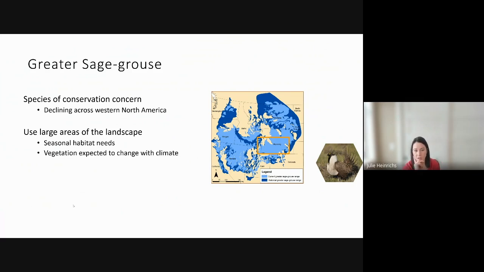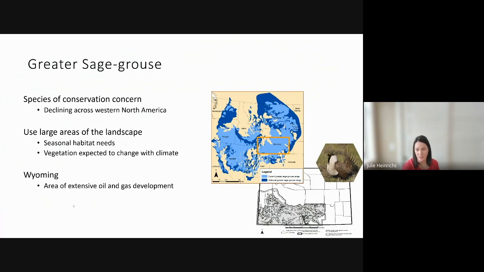They're using large areas of the landscape, and every season of the year, like spring, summer, winter, they have different habitat needs that we need to represent, and they seek different features. So vegetation is expected to change with climate, and this landscape is also changing with oil and gas development.